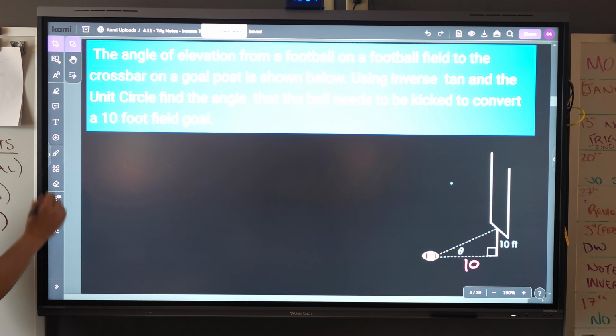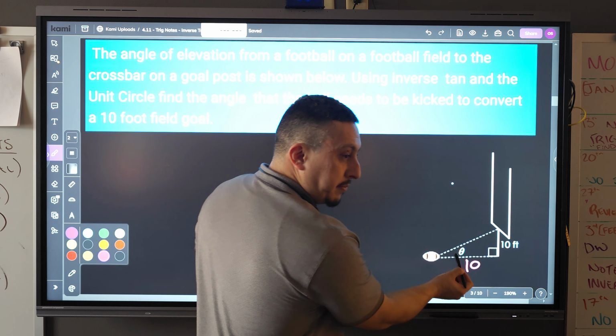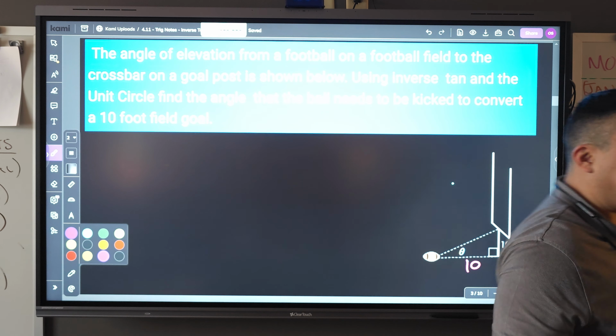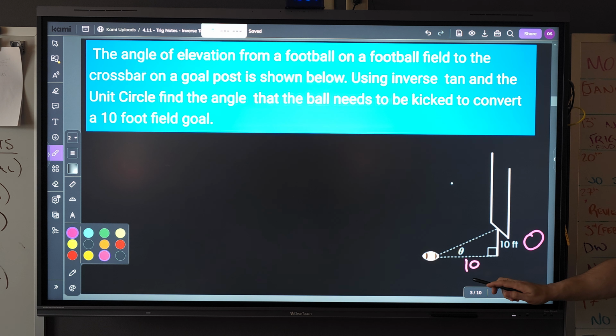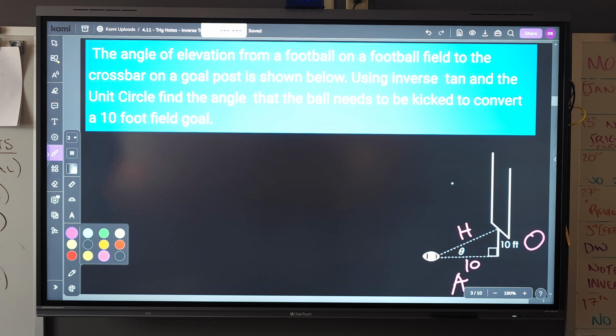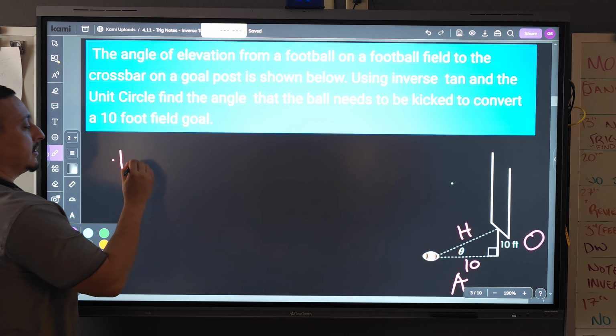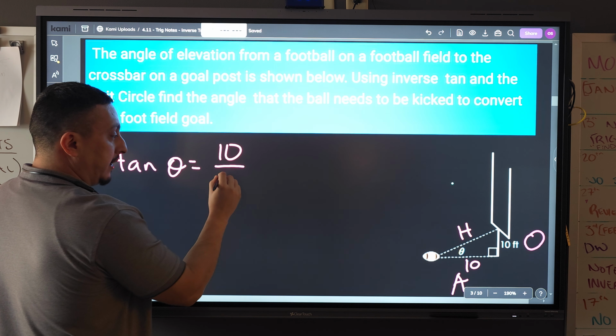Okay? So from this point of view, let's do it together. From the theta point of view, what is this? The O, A, or H? Opposite. This is the A. This is the H. So this is an O and A problem, right? So who do we use for O and A? Tangent, right? So tangent theta equals O over A.